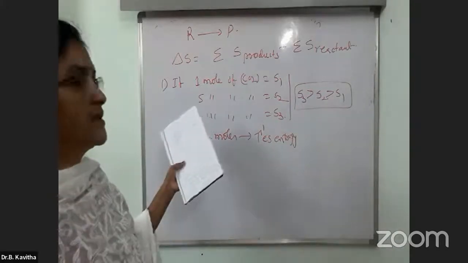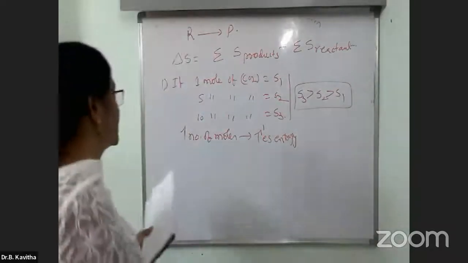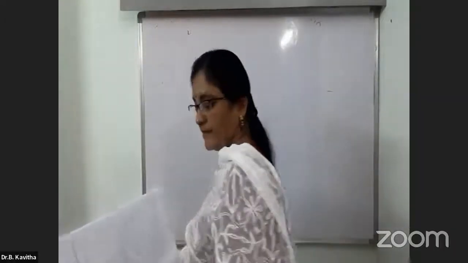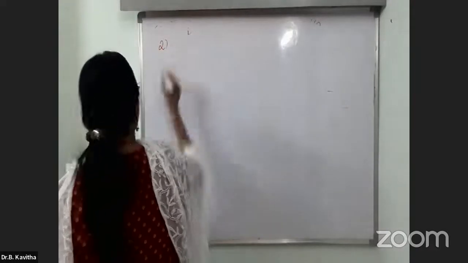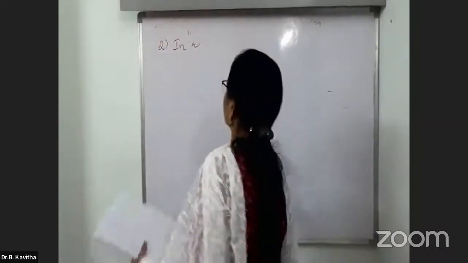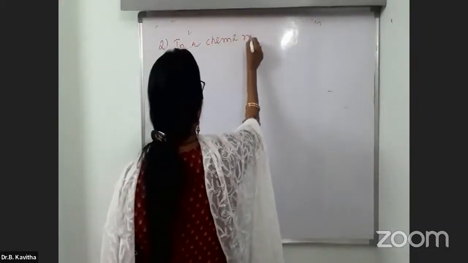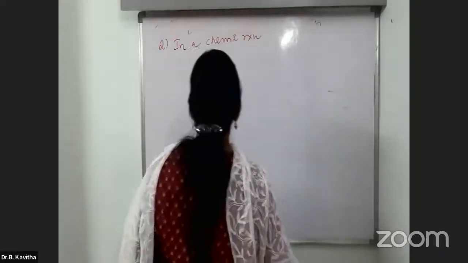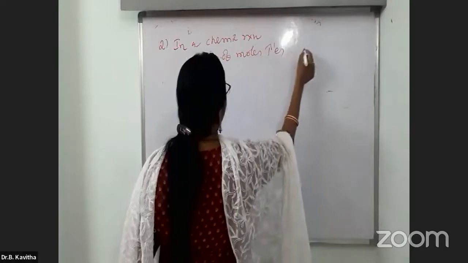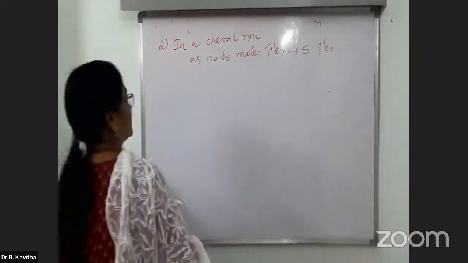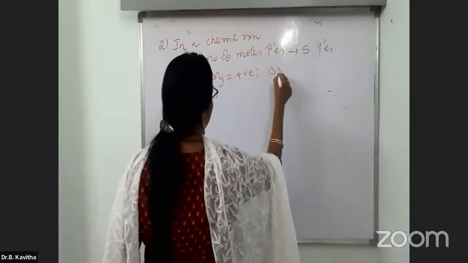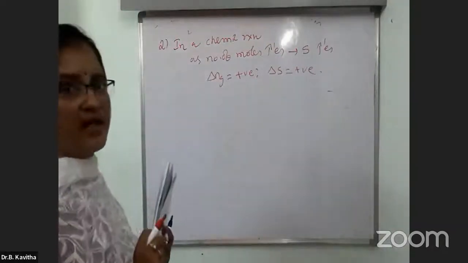And in a chemical reaction, this is just a substance we have taken. In a chemical reaction also, one more thing, it is the second point to remember for the entrance purpose. In a chemical reaction, as the number of moles increases, S also increases. That means if delta Ng is positive, delta S is also positive.